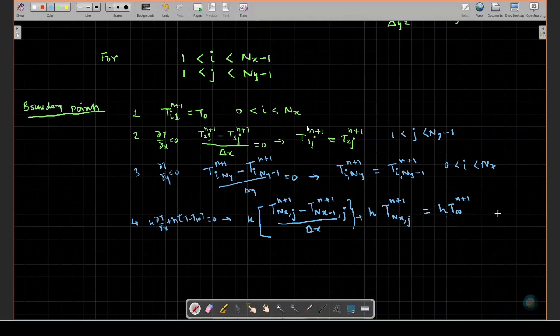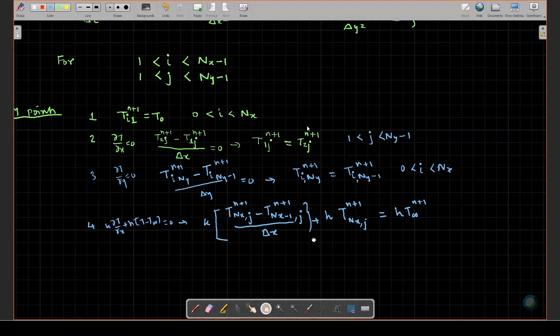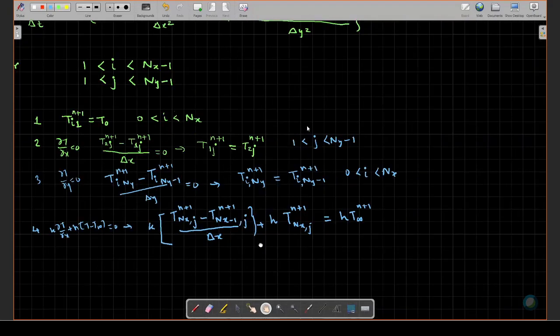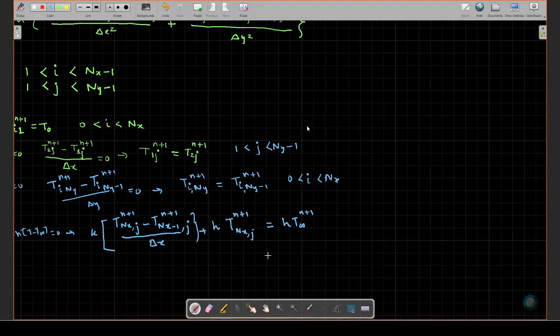If you would like to simplify this equation, you can, in order to bring k and h together. Because we have these factors, we can bring them in like this: k over delta x plus h, which will bring this T at nx, j together.